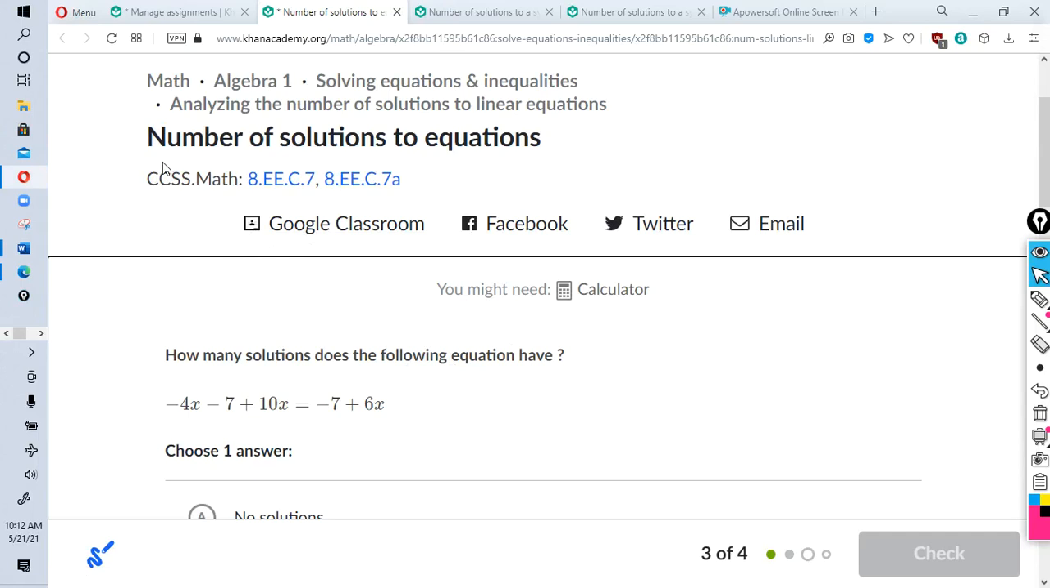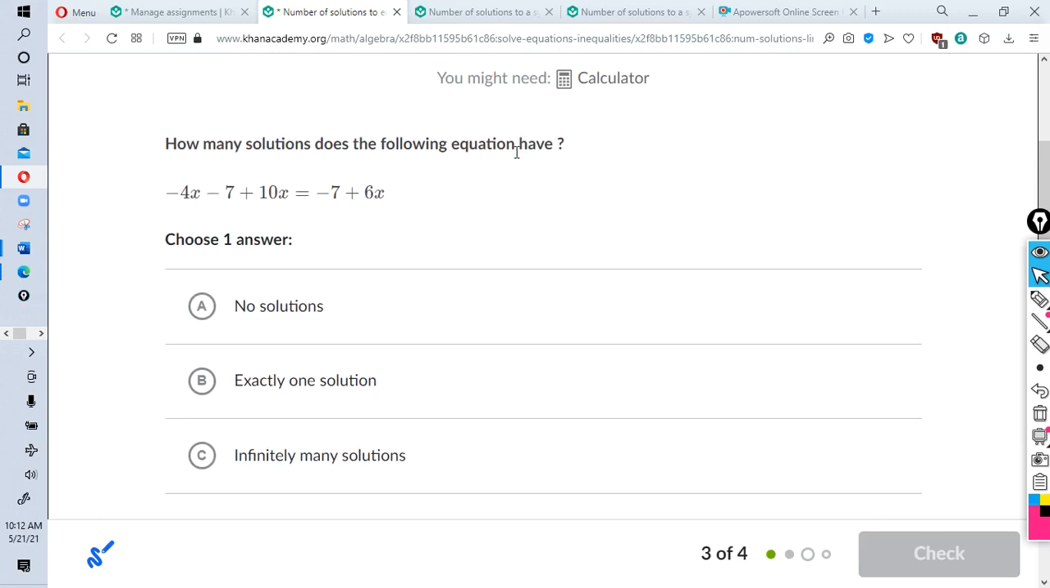Okay, this will be for the Khan assignment, number of solutions to equations. Basically, for these, they're both linear or line equations on both sides of the equal sign. You might not be able to tell, but both of these can be reduced to y equals mx plus b. Line equations. At any rate, the bottom line is there's three options for these: either no solutions, exactly one solution, or infinitely many solutions. The goal in this case is to solve for x.